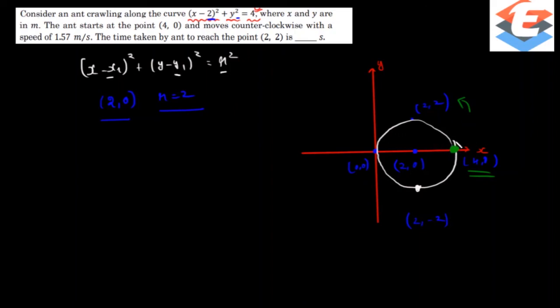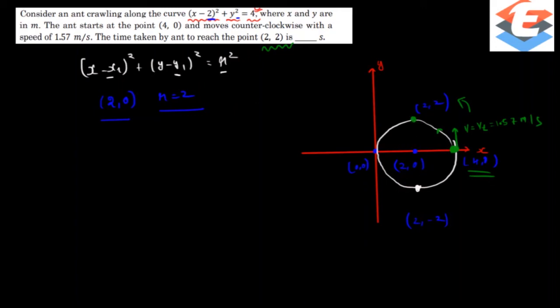So ant is moving in a circular path. So obviously the tangential velocity, velocity of ant, which is nothing but tangential velocity, is equal to 1.57 meter per second. This is given. And now with the speed of 1.57 meter per second, the time taken by the ant to reach the point 2 comma 2. So from here it keeps on moving along this curve, along this white color line, and it is reaching 2 comma 2.